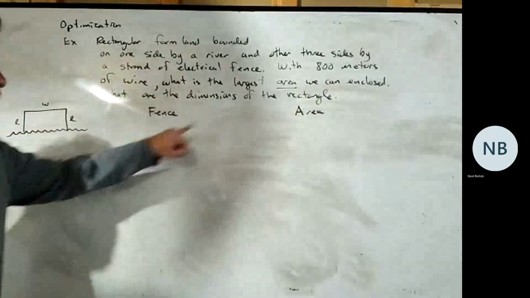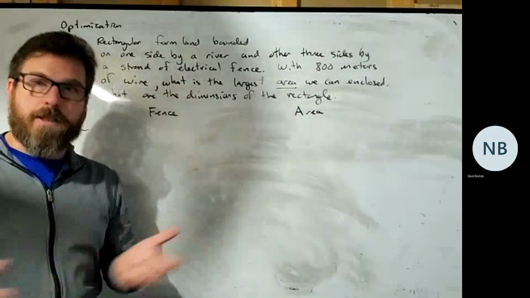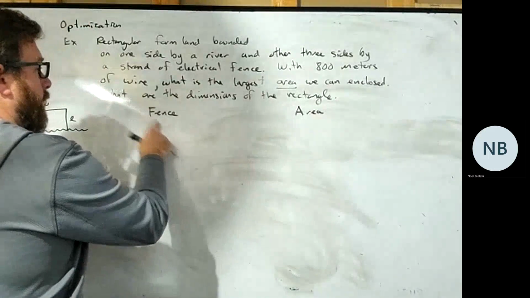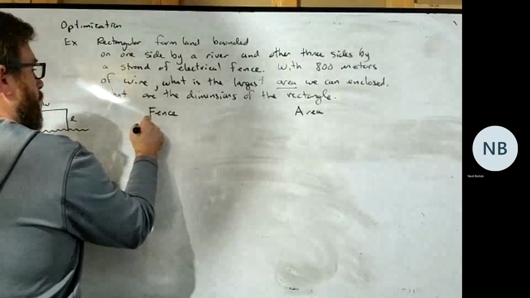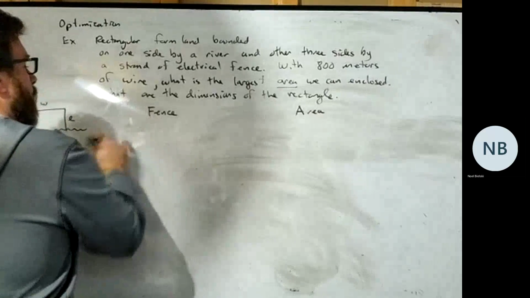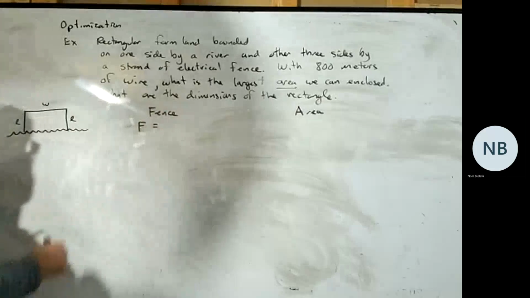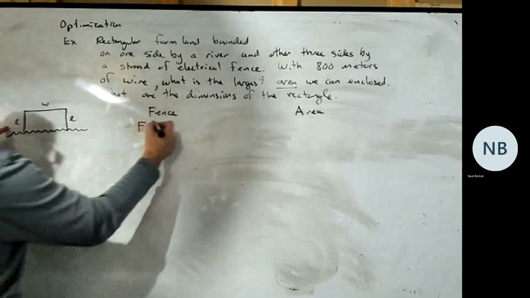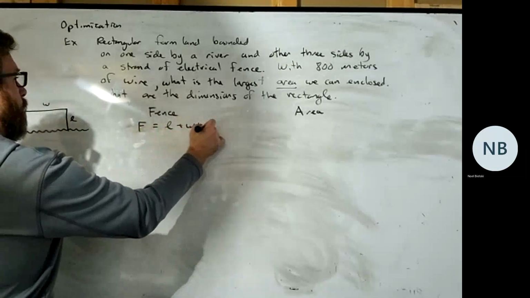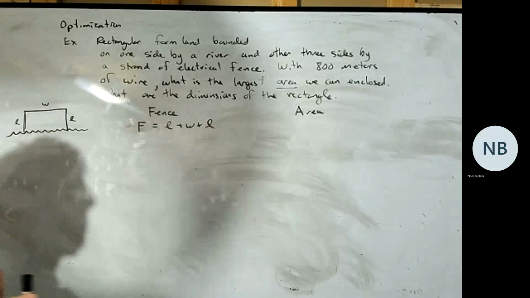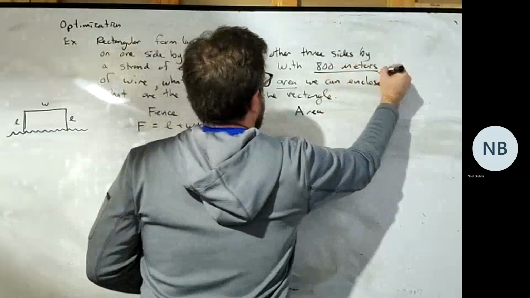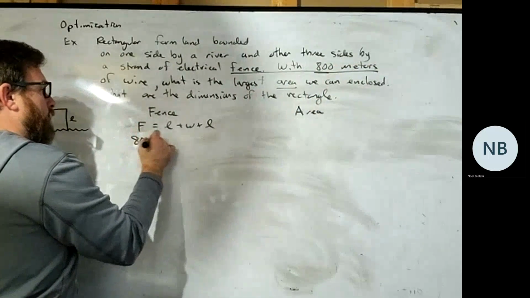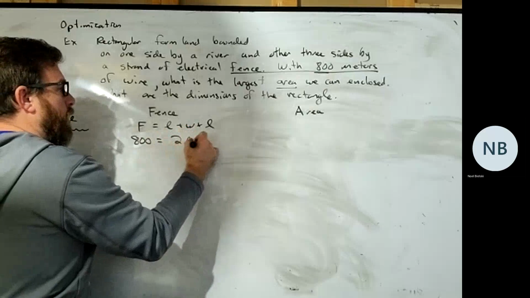Now, one of these equations, I'm going to take the derivative of it. It depends on what I'm trying to maximize. So the fence, all I know is that I have 800 meters of fence. This is my fence. I have to fence these spots here. So the fence is going to be L plus W plus L. You don't have to fence that area. Now, what I do know is that the fence is 800 meters. So 800 is going to be equal to 2L plus W.